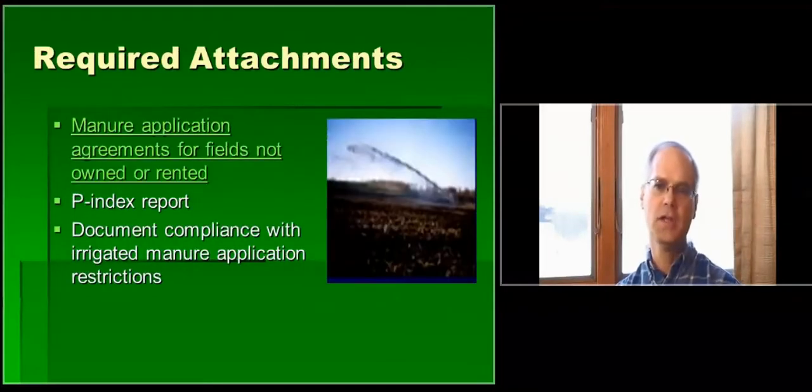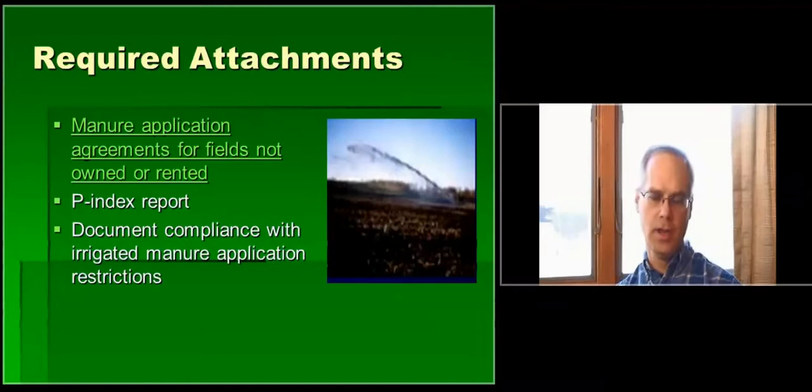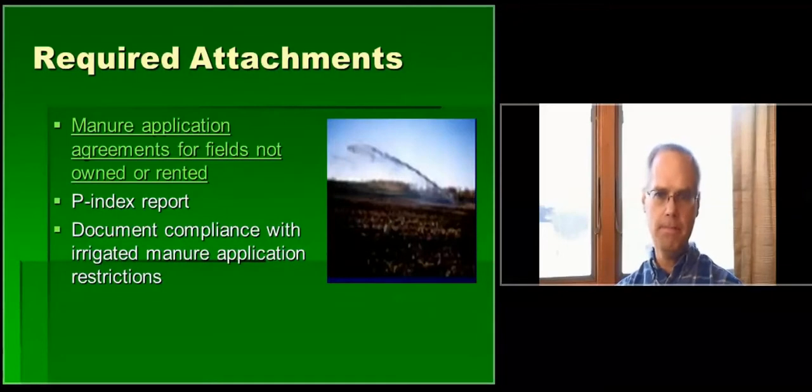Other required attachments is if you are shipping manure somewhere else other than your farm, then you have to have agreements from the people that that manure is going to. You also have to do a P-index report. We've talked about P-index. You've worked through that already for all your fields. That's also part of the required manure management plan that needs to be submitted separately. And then you need to document compliance with any irrigated manure application restrictions. Most of us are not dealing with irrigated manure, so I'm not going to spend any time on that. But that is another aspect that we would look at.